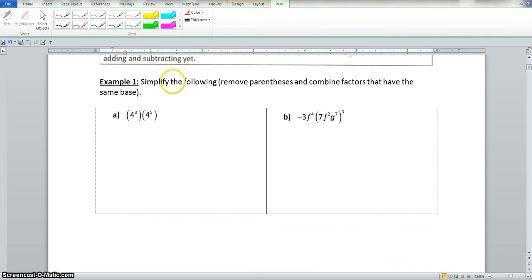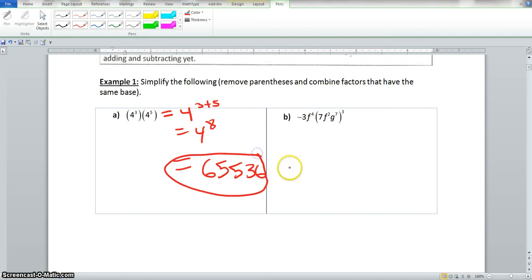Now example 1. It says, simplify the following. Remove parentheses and combine factors that have the same base. Okay, now, if you notice, both of these have the same base. So we would carry over the base, and then we could just add the exponents, because we know when we multiply, we add the exponents. So that would be 3 plus 5, and that would give us 4 to the 8th power. Now, we can take our calculator and figure out what 4 to the 8th power is. And this would equal 65,536. And that will be your final answer here.